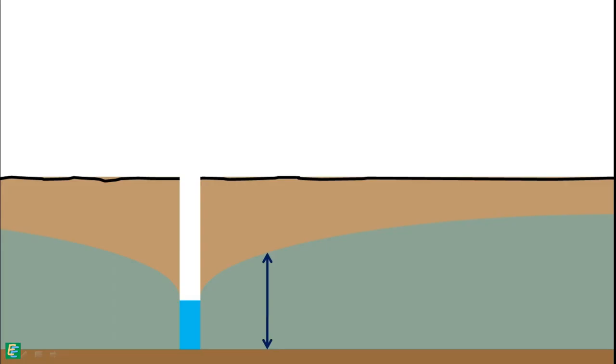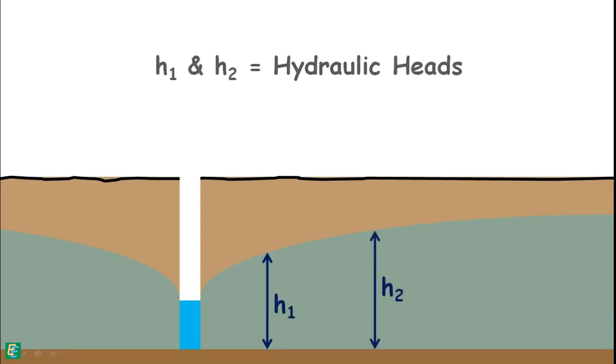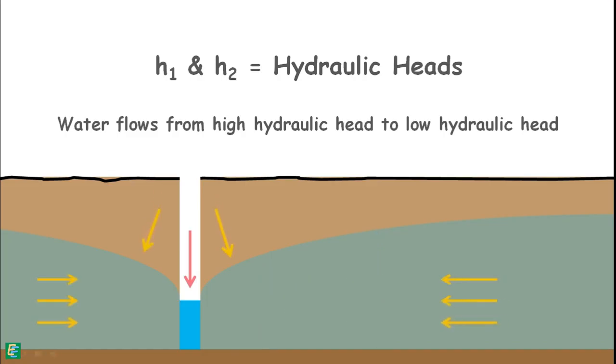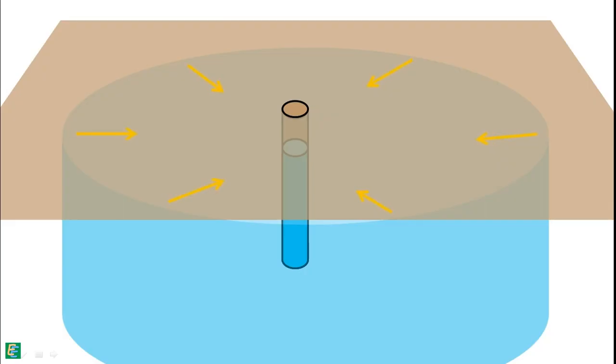The height of the water table at any point indicates the hydraulic head or hydraulic energy of the water at that point. We know water flows from high hydraulic head to low hydraulic head. The water level in the well is lower than its surroundings and has lower head. So, water will flow from all directions of high head into the well of low head. If we imagine it in 3D, then we can see the flow is radially inward from all directions.